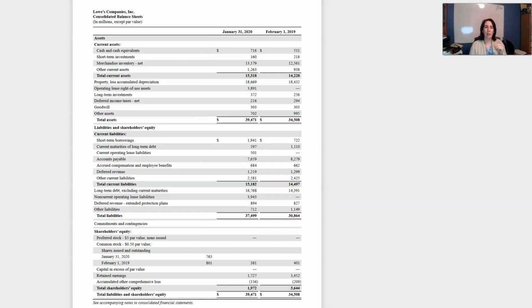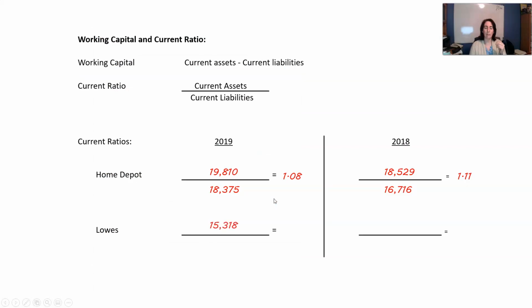You can do that. Lowe's, we're going to grab the same information. You've got current assets, you've got current liabilities, so it's going to be the 15,318 over the 15,182. They're also ahead of the game, right? They can pay every single bill that they've got coming with the current assets that they have on hand. So Home Depot's better, and you're going to find that to be the case with most of these. Anything less than 1 would be a little concerning, because it means that they don't necessarily have all the cash or liquid assets on hand to pay their bills. All right, so obviously the best of all these 4 numbers is right here, the $1.11.